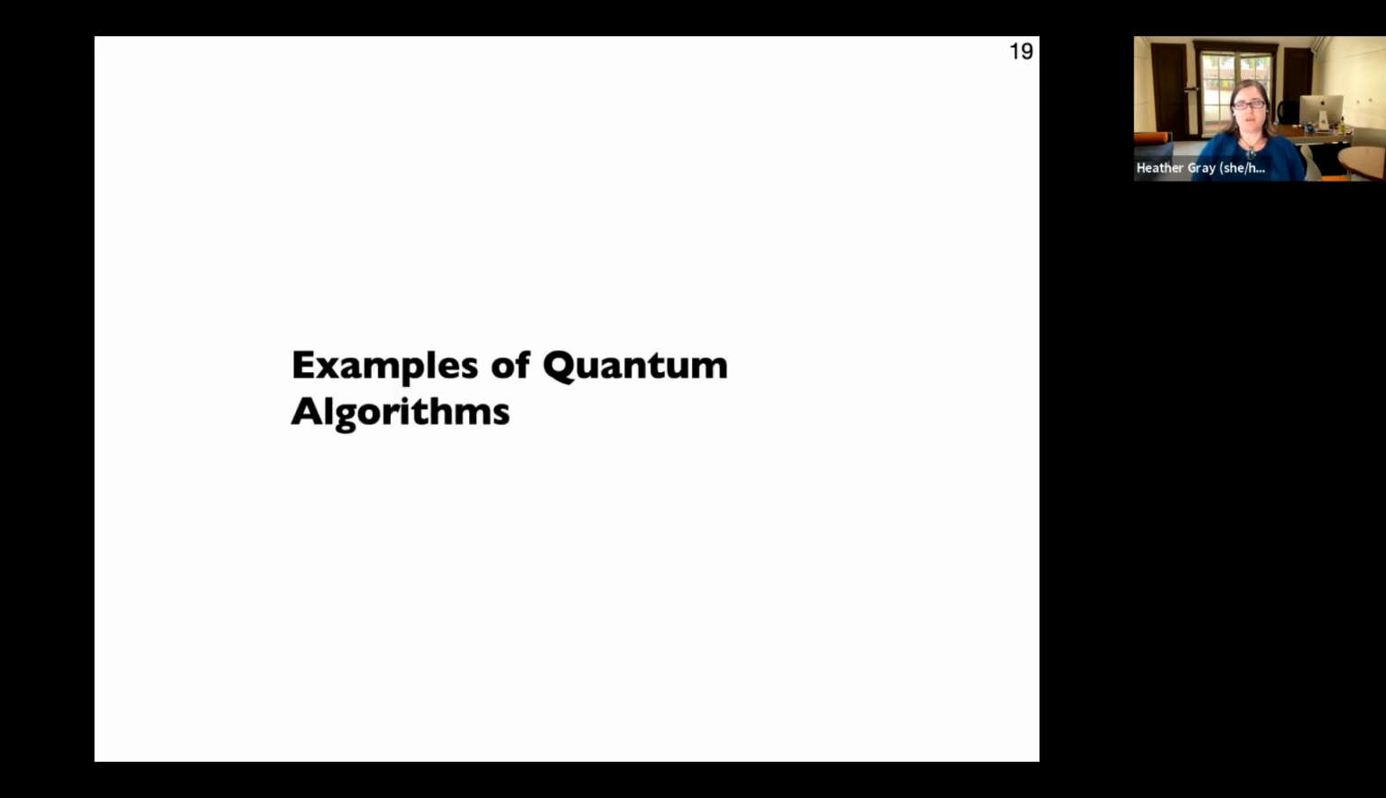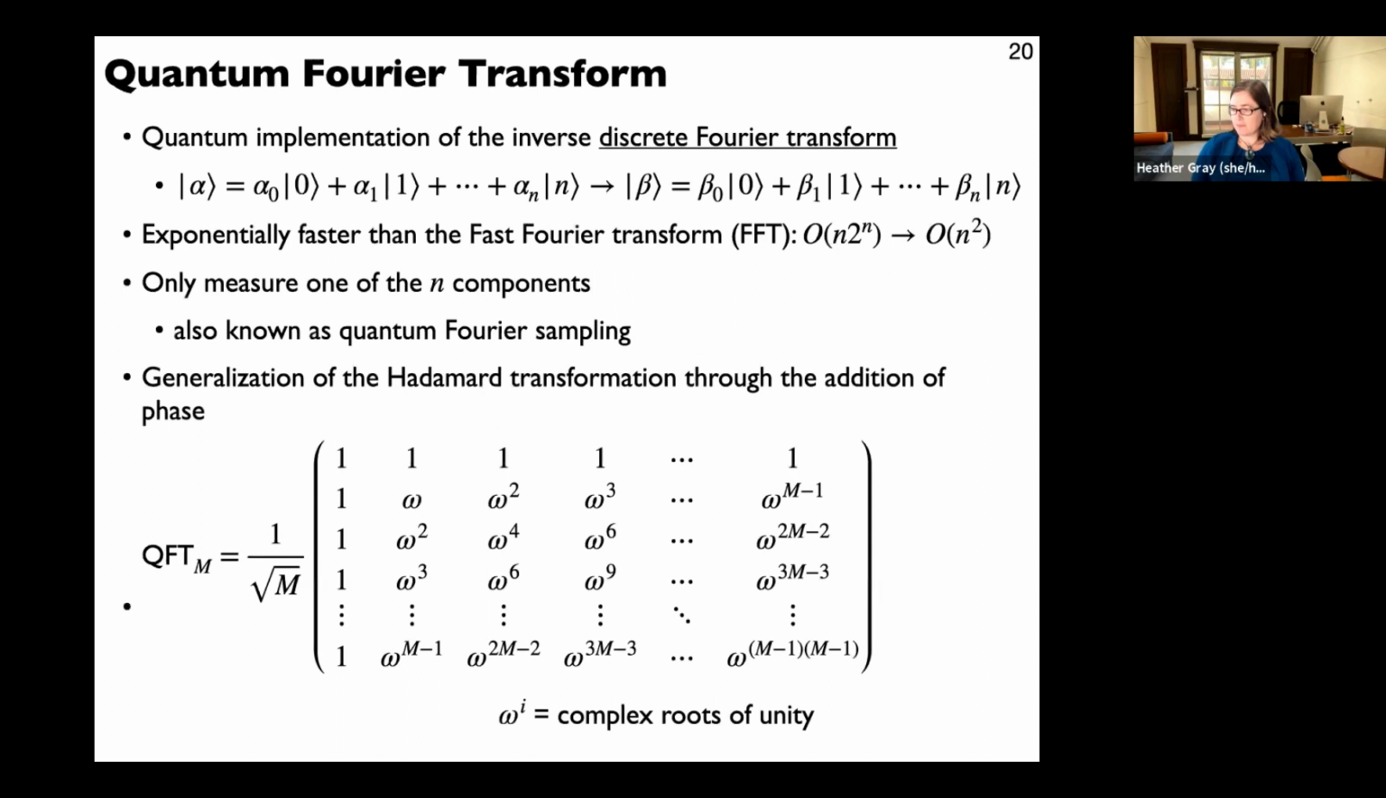So let's go into a few of the more famous examples. The first one is the quantum Fourier transform. This one was written in 1994, the original implementation by Don Coppersmith. It's really the quantum implementation of the inverse discrete Fourier transform. So you just want to do some sort of mapping from one space into another space.